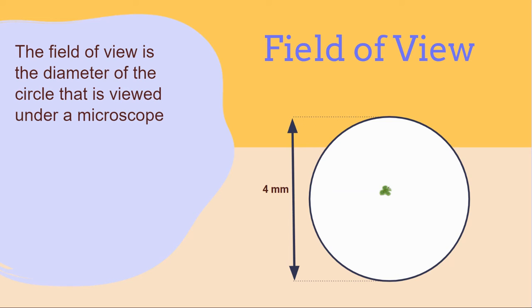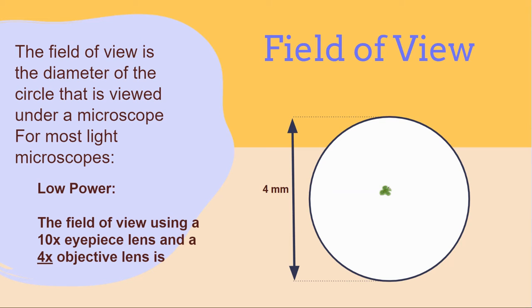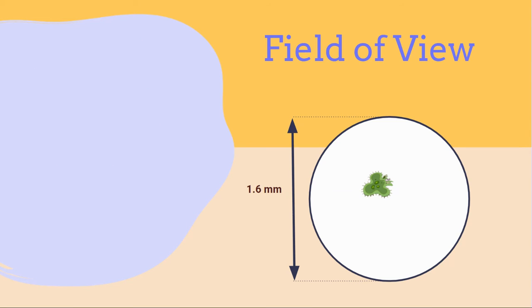Okay? High power is a different story. But for our purposes here, for most light microscopes on low power, field of view can be found by using 10 times our eyepiece and 4 times our objective lens. So we use our magnification and then we just measure. At low power, we have 4 millimeters. In your notes, you have examples in the slide, so just draw a circle and say 4 millimeters at low power, okay? That's 4 millimeters.